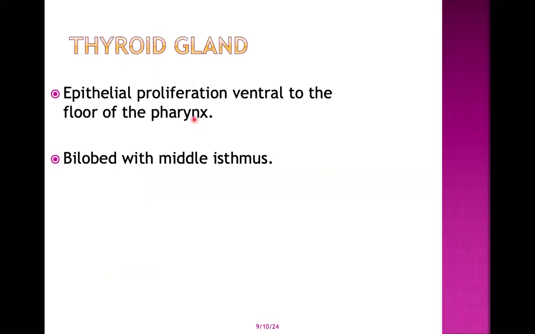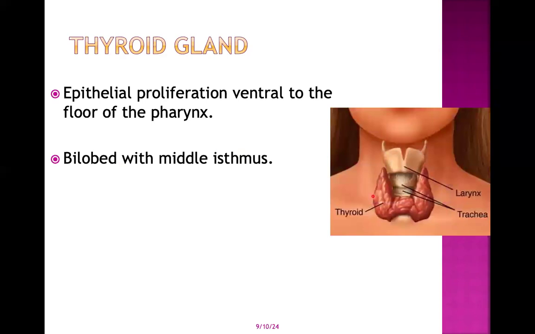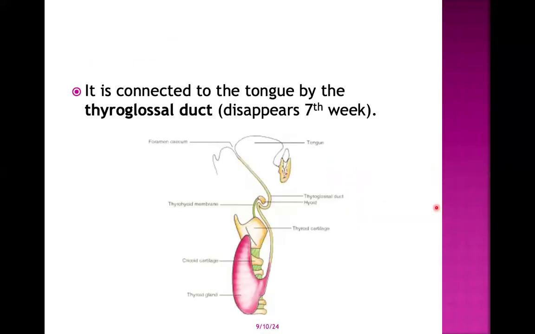The thyroid gland comes from epithelial proliferation ventral to the floor of the pharynx. Epithelial proliferation ventral to the floor of the pharynx. It is bilobed and it has a middle connection known as the isthmus. You learn this from gross anatomy. So that is the isthmus, and that is the bilobed nature of the thyroid gland.